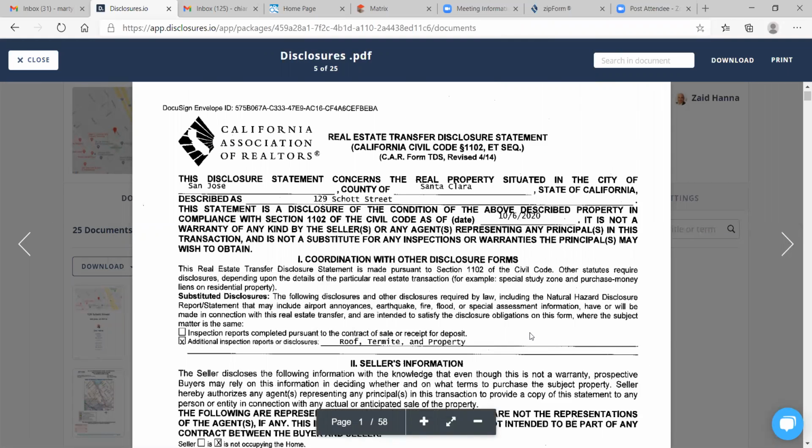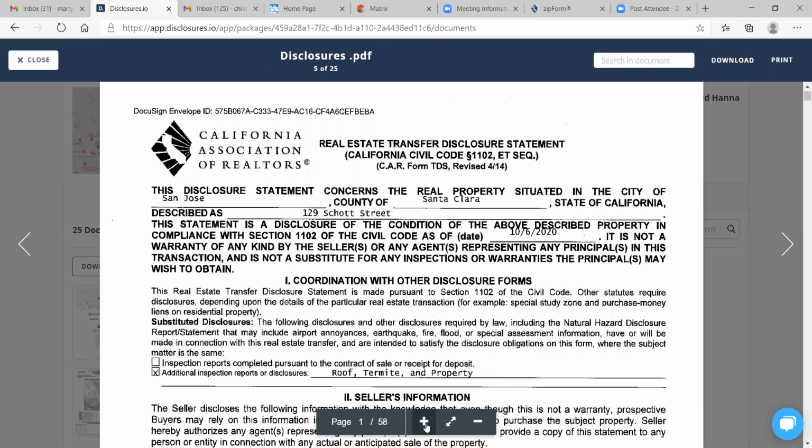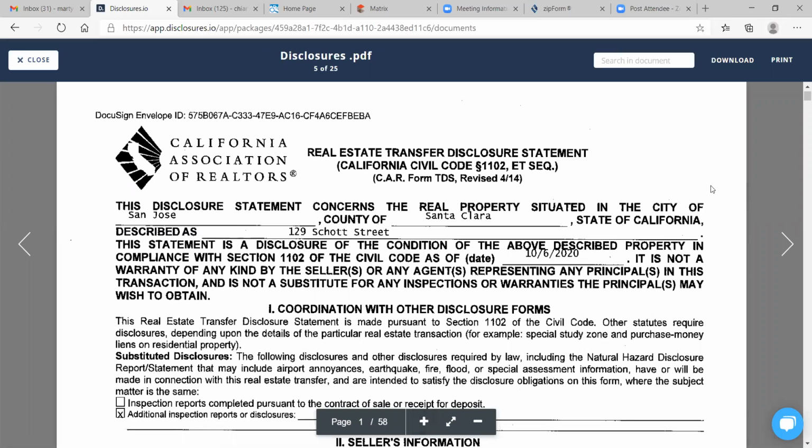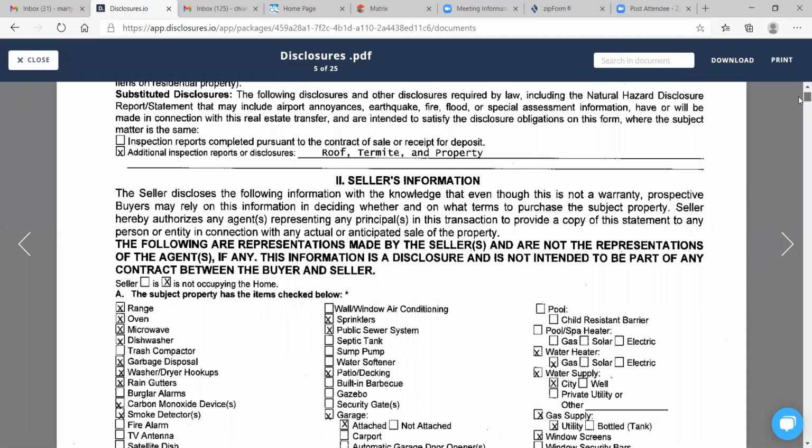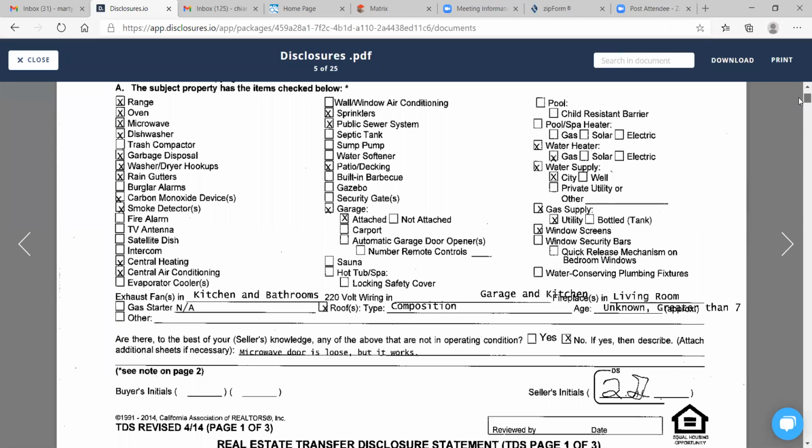This one is the so-called disclosure statement, the seller disclosure, where the seller tells you everything he knows about the house. All you do is check the ones they say yes to. If they say no, that's fine. They tell you this house has a range, oven, microwave, dishwasher, everything they have. They have a sprinkler. That's why we have a sprinkler problem. If they don't have a sprinkler, then we probably don't have a problem.